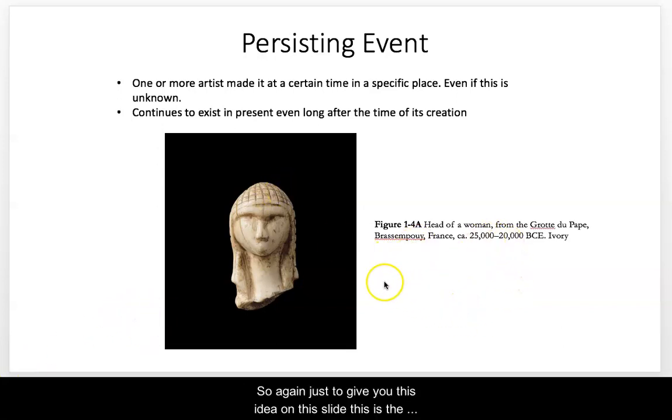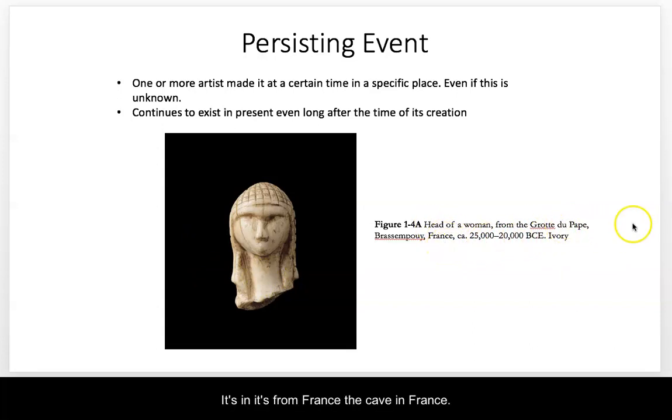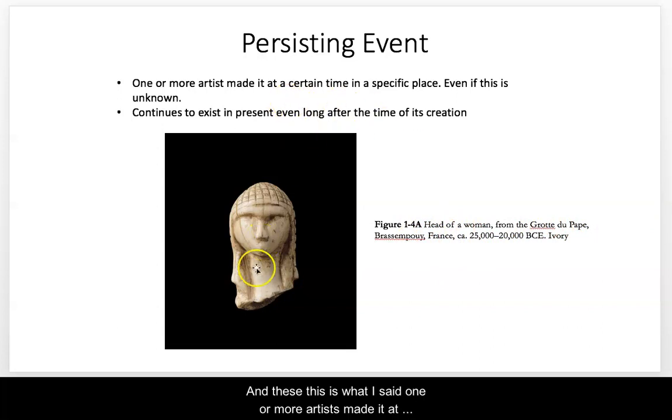So again, just to give you this idea on this slide, this is the head of a woman from 25,000 to 20,000 years ago, a long span there because we don't know, out of ivory. It's from a cave in France. And this is what I said, one or more artists made it at a specific time, even if it's unknown, and it continues to live on as an idea about this woman, or maybe she was a sort of figurine that had to do with a goddess. It's a persisting event. This is what we're talking about. So it's a very interesting combination in art history.